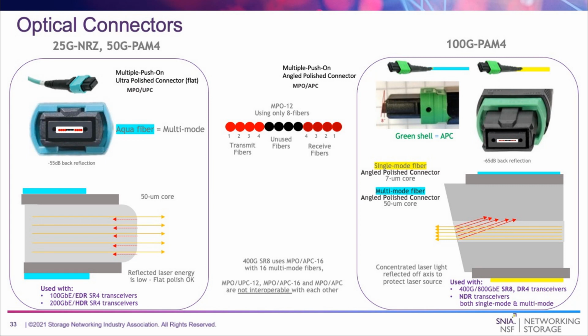So the industry is moving to what's called the angled polish connector, or MPO APC. You'll see these in the 400 gig SR8 and all the 100 gig PAM4 stuff. It basically puts an 8 degree polish on the end, so that you see in the red that the reflected light just dead ends into the cladding and just turns into heat. So this is being used for all of the high speed stuff coming up.